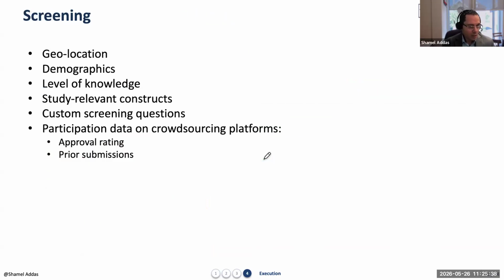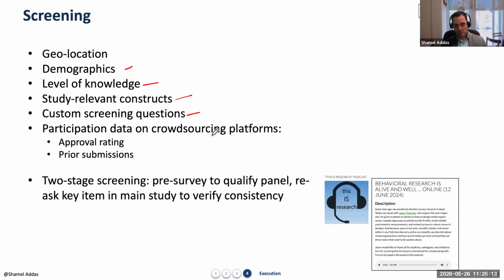When you're thinking of screening, there are different things you screen for: location, demographics, level of knowledge, which is very important, because you're assuming that those respondents are knowledgeable on the phenomena that you're measuring. Study-level constructs, of course. You can have custom screening questions, and you can also use participant data. If you're using an online panel, you could make sure that you're using people who have had good approval ratings or prior submissions. It's kind of like vetting the quality of your participants.